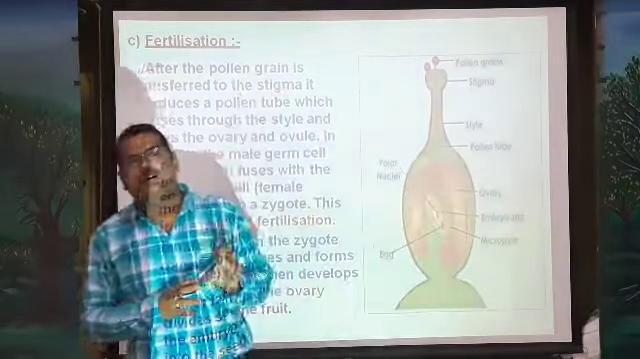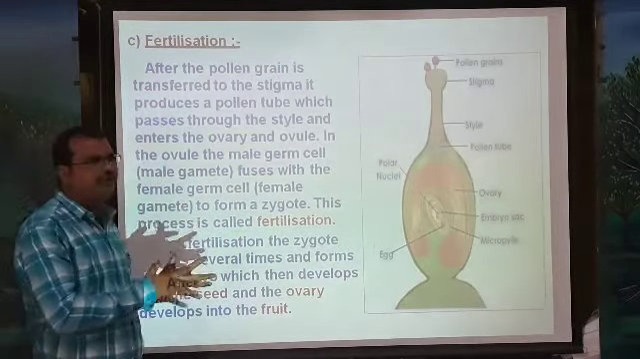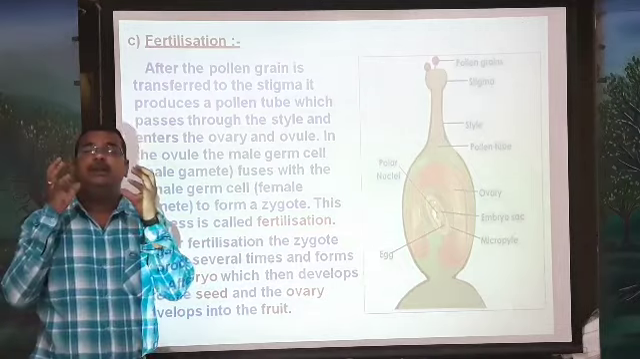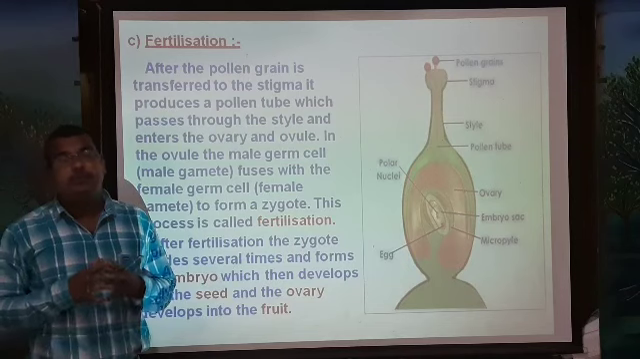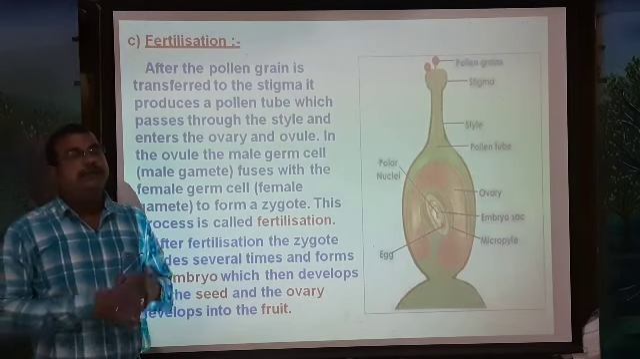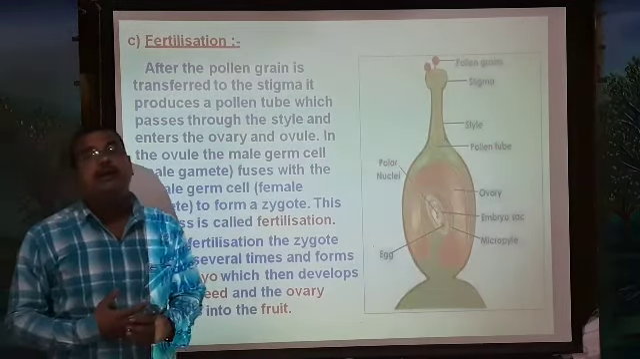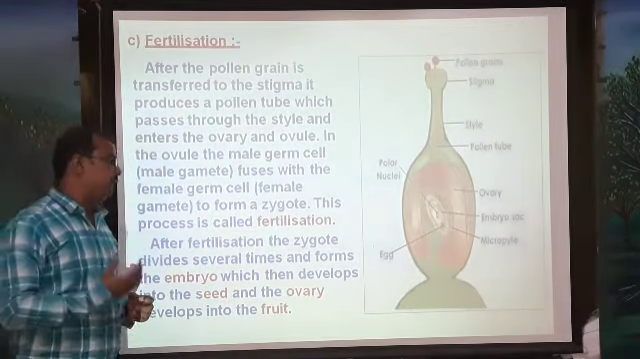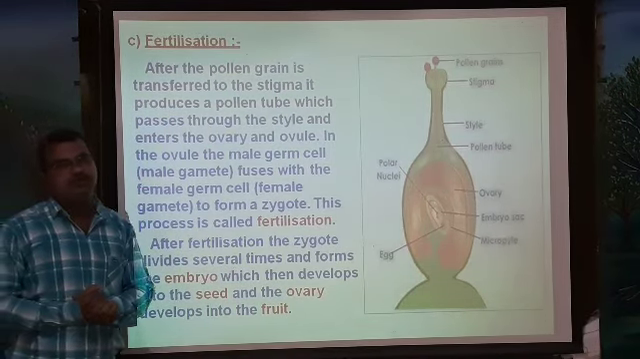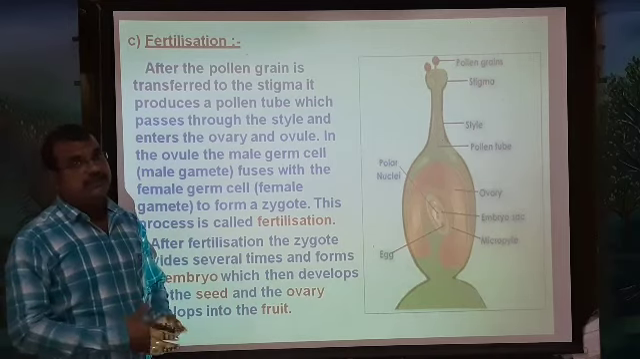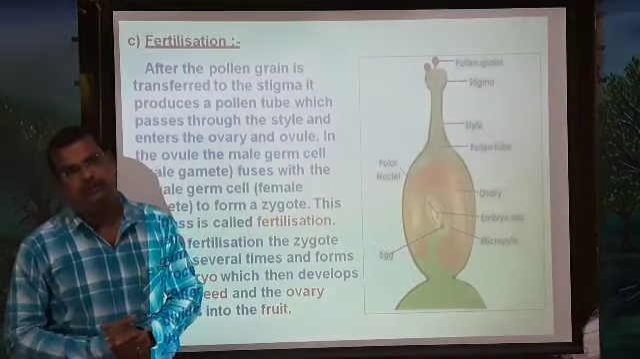All this process takes place in the flower of a plant, so the flower is called the reproductive part of a plant body, because it contains all the structures which are responsible for the production of a new individual. So this is how sexual reproduction takes place in a plant body. In the next class we will discuss how sexual reproduction takes place in a human being. Okay, thank you.